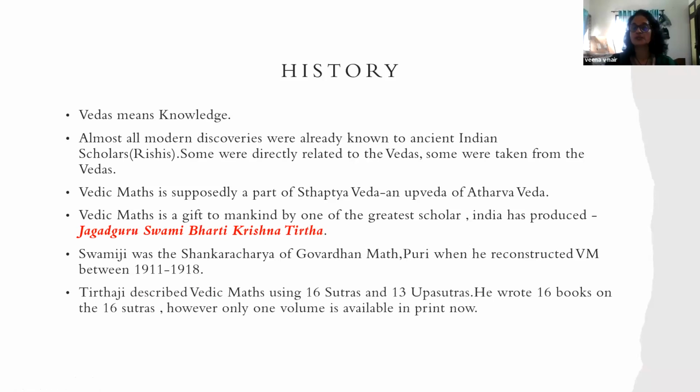Tirthaji described Vedic mathematics using 16 sutras and 13 upasutras. He wrote 16 books on the 16 sutras. However, 15 volumes have been destroyed or are not seen, and the 16 volumes were lost. Towards the end of his days, Swamiji recreated one book which is now available in the market, called Vedic Mathematics.